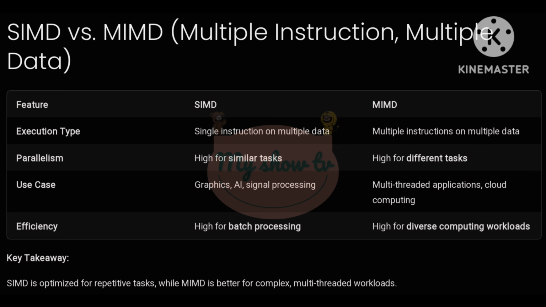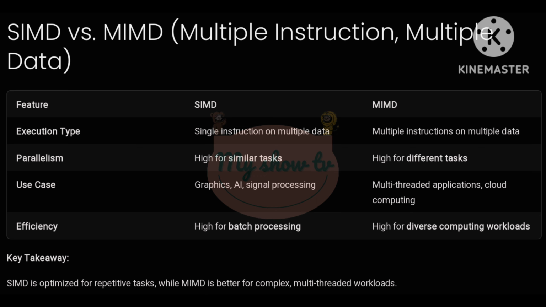Slide 7. SIMD versus MIMD, Multiple Instruction, Multiple Data. Key differences explained. 1. Execution type: SIMD processes the same operation across multiple data points simultaneously. MIMD allows different processing units to execute separate instructions on different data sets. 2. Parallelism: SIMD excels in tasks with repetitive operations, while MIMD handles more complex, multi-threaded computations.